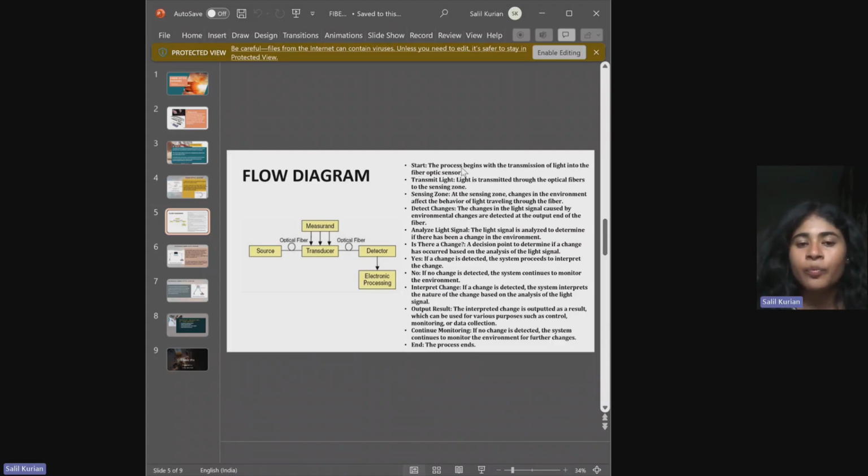That is a start. The process begins with transmission of light into the fiber optic sensor. It transmits light through this optical fiber to the sensing zone. And at the sensing zone, that is the modulation zone, what happens? Changes in the environment affect the behavior of the light traveling through the fiber. The changes in the light signal caused by the environmental changes are detected at the output end of the fiber. That is, the changes which are modulated are detected at the output for us to work on it.